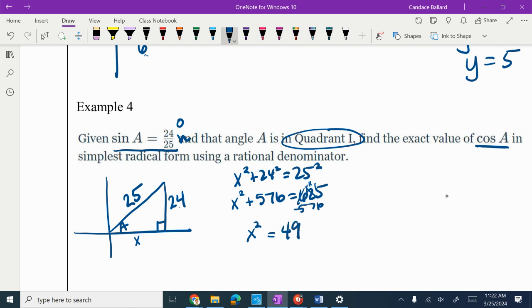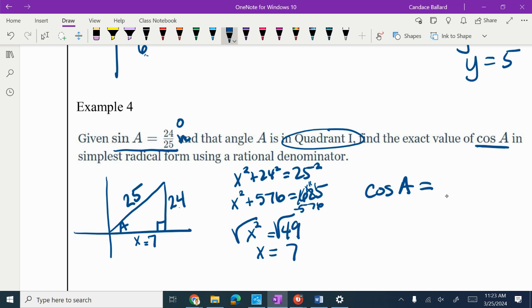How do I undo the square? Square root. Do I want the positive one or the negative one this time? I went to the right, so I want the positive 7. Look at that. Nice Pythagorean triple, right? Okay. Now we have to find the cosine of that triangle. Okay. So the cosine of this triangle would be the adjacent over the hypotenuse.